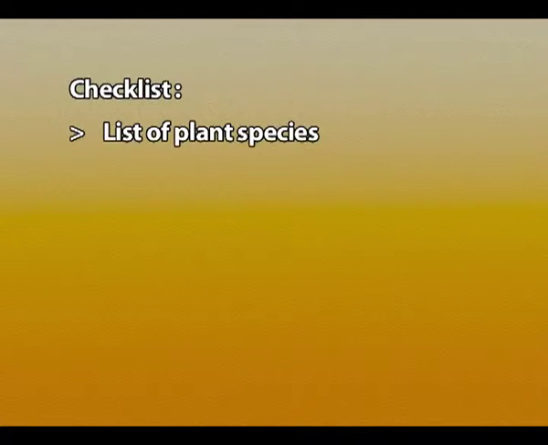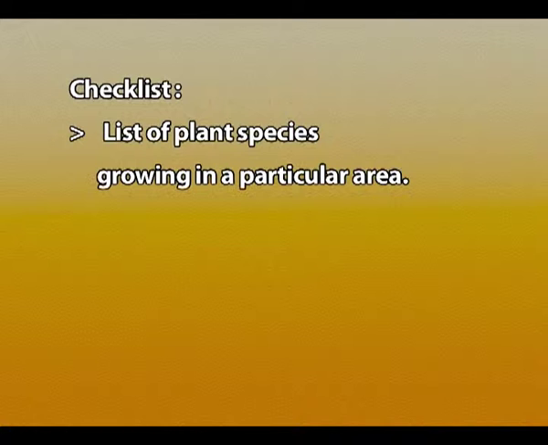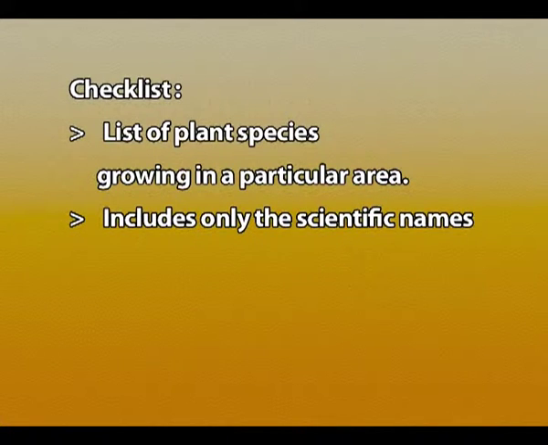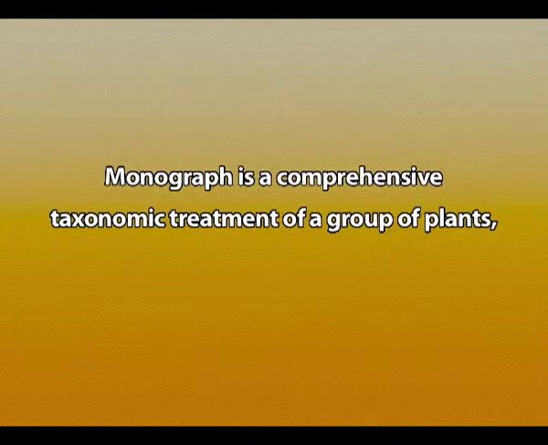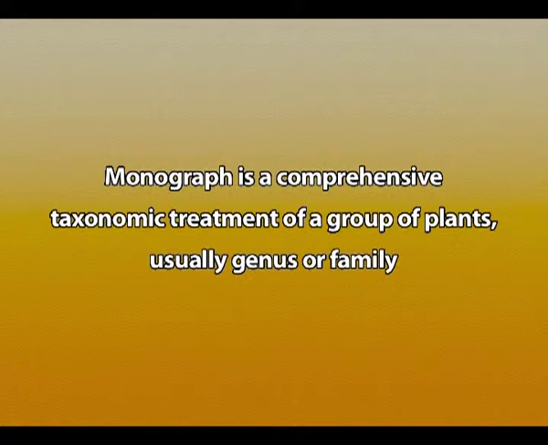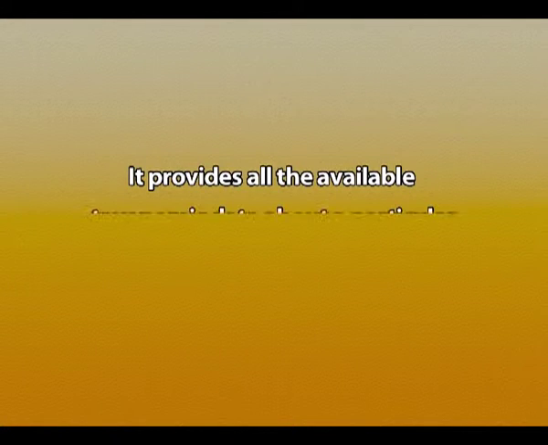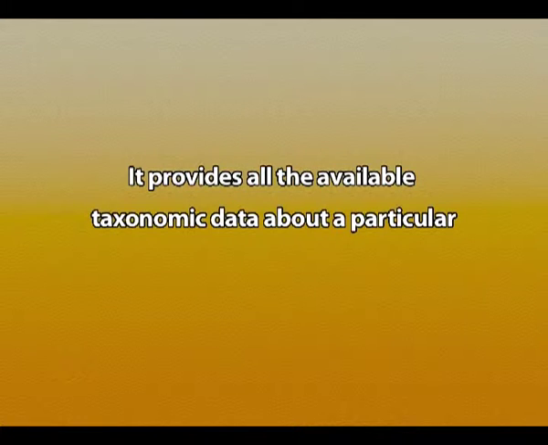Then we have checklist. It basically provides a list of plant species growing in a particular area. The list includes only the scientific names along with abbreviated diagnostic characters and local distribution. Then we have monographs and revisions. A monograph is a comprehensive taxonomic treatment of a group of plants, usually genus or a family.